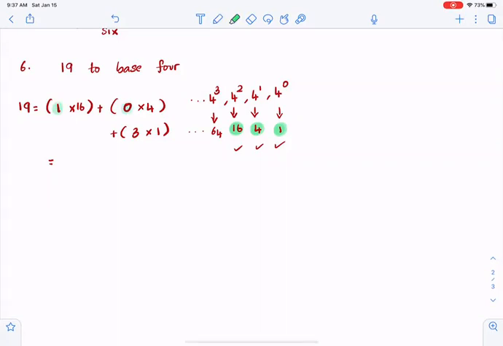1, 0, 3, 103. So the base 4 number corresponding to 19 in base 10 is 103. This is something that would work for small numbers. But what do you do if you have a bigger number? You can't do it mentally. This is why you have a calculator or something on the side.